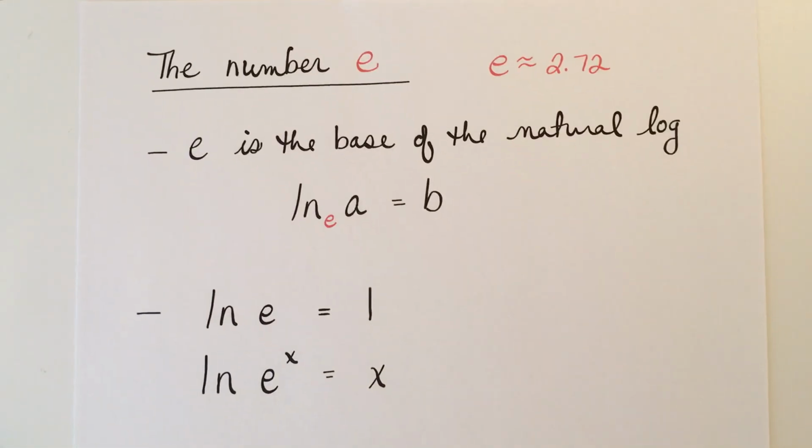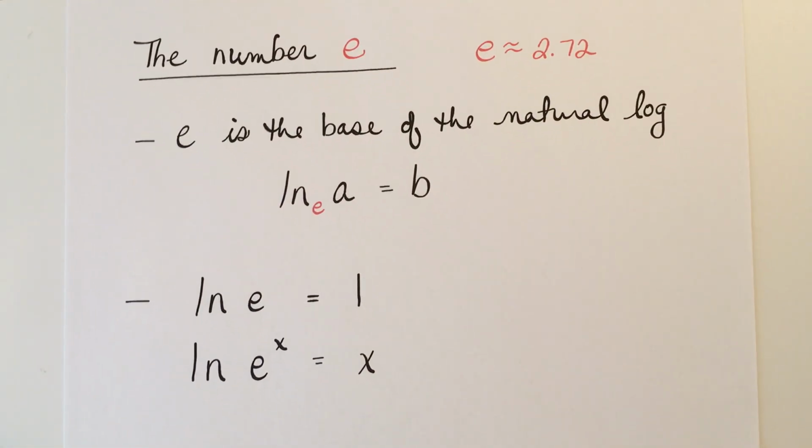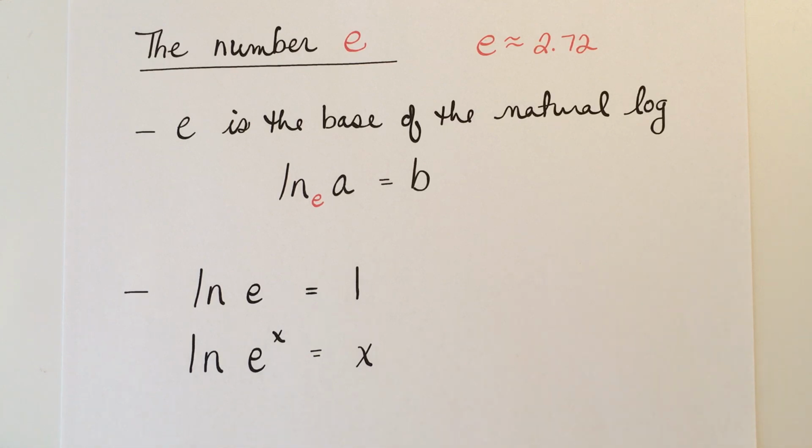All right, next, just a little bit of information about the number e. Now, e is a number which is approximately 2.72. It's an irrational number, therefore the decimal places just keep going. So basically, you just see it approximated as 2.72.